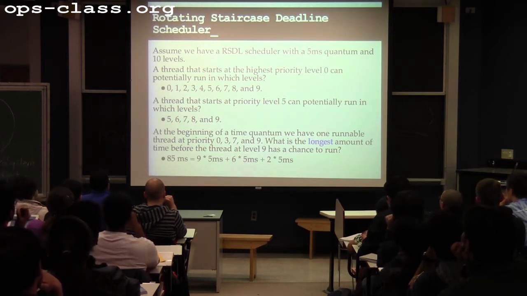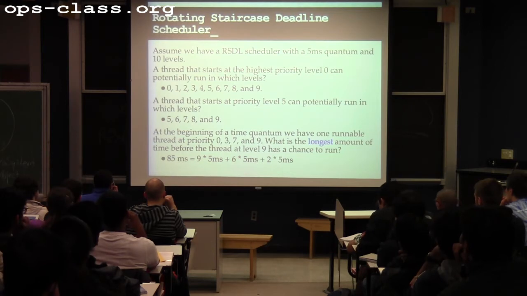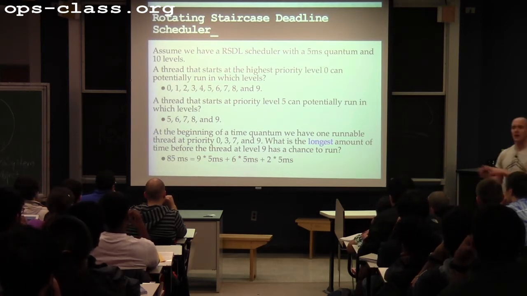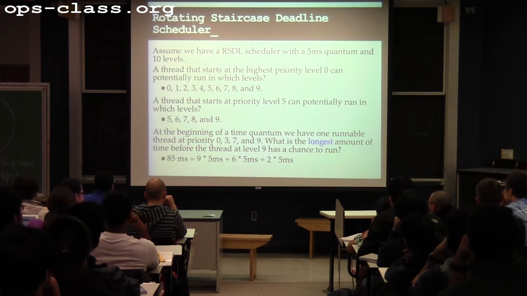That was one of the things we liked about the rotating staircase, is it has predictable latency. So I can always bound and calculate the amount of time it's going to take before any thread on the staircase gets a chance to run, right? It's not necessarily true of other schedulers.